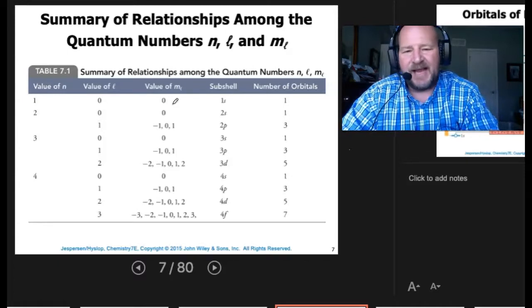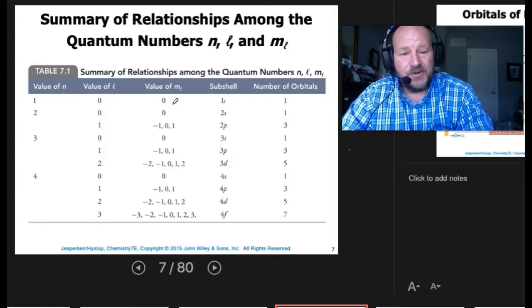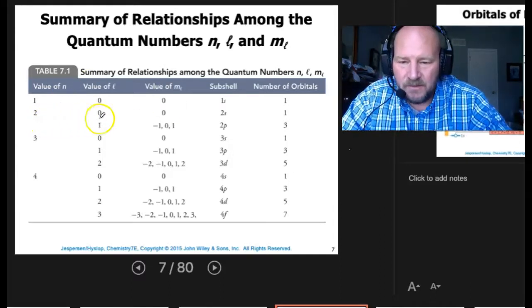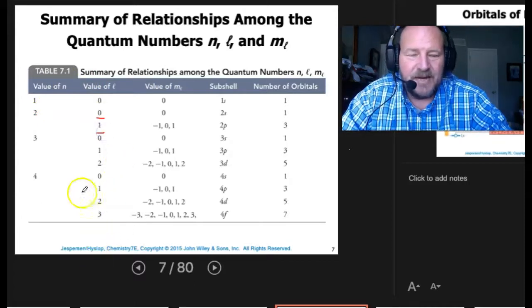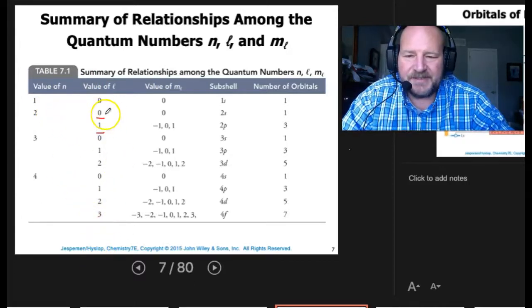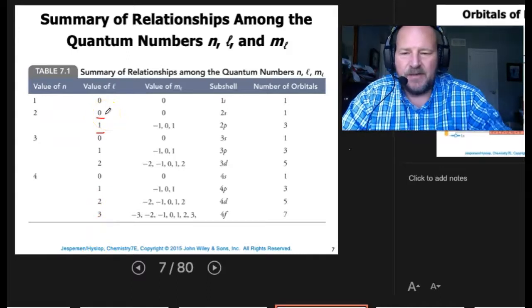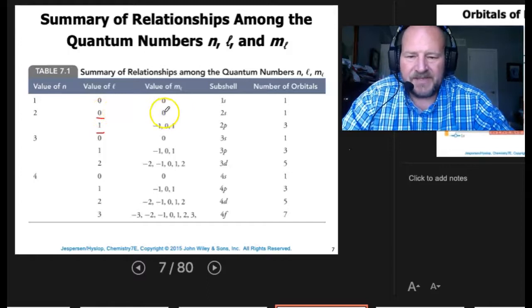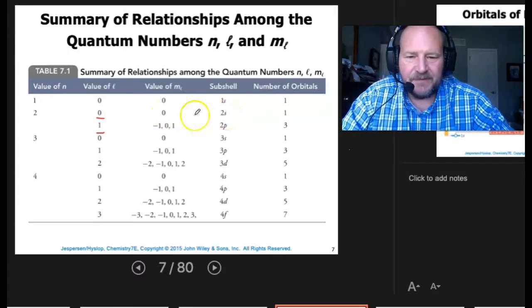Now we go to the second energy level. When n equals 2, for our values of l, we could have 0 or we could have 1. Now when it's 0, because it's two different cases, when l is 0, that means m sub l has to be 0. That means the shape is an s. So the value of m sub l is 0, shape is s.